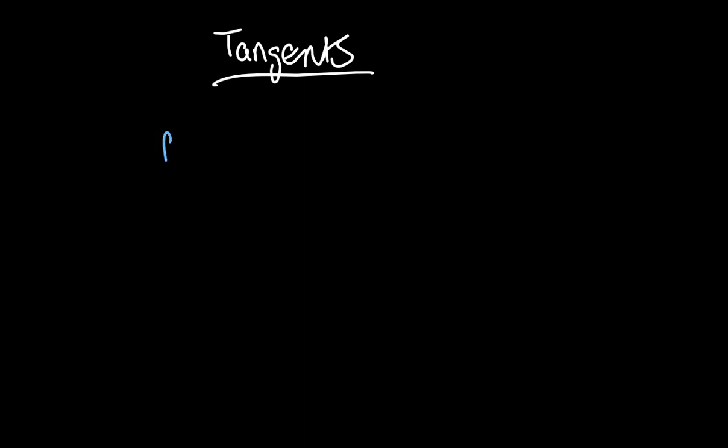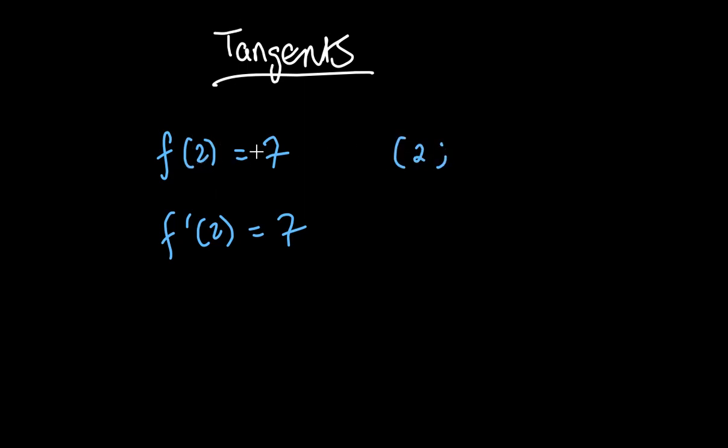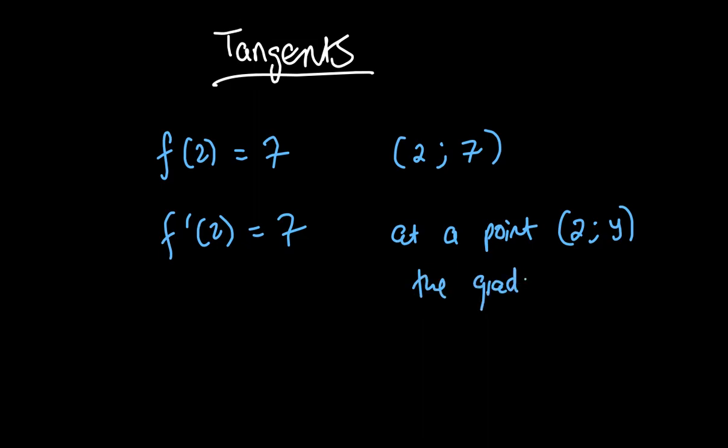Remember that if you have f of 2 is equal to 7 and then f prime of 2 is equal to 7, these things do not mean the same thing, right? The one on the top means if my x is 2, the y value is 7. Okay, what about this one? This means at a point that has an x coordinate of 2, and I do not know the y value, the gradient at that point is 7.